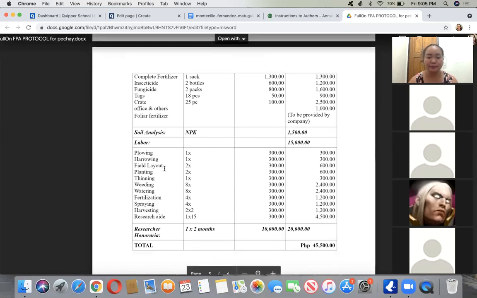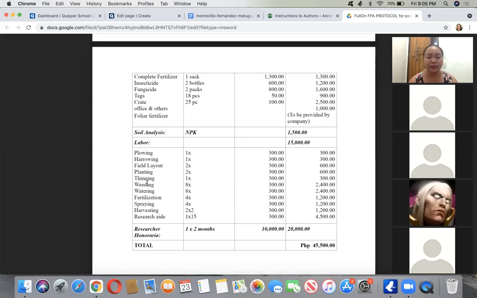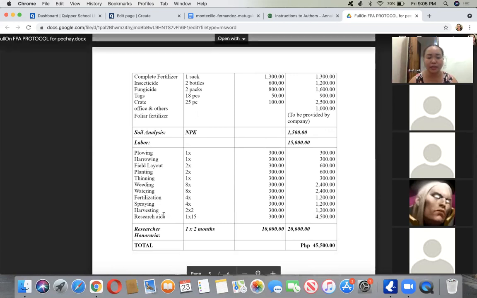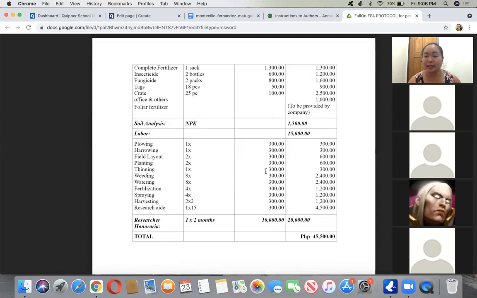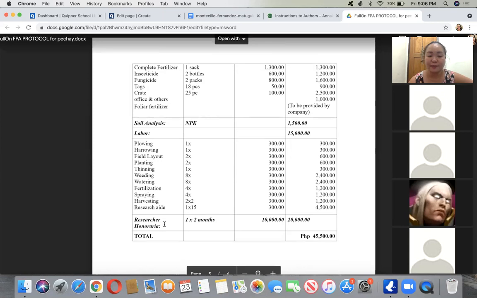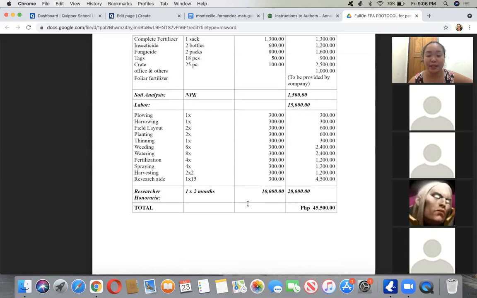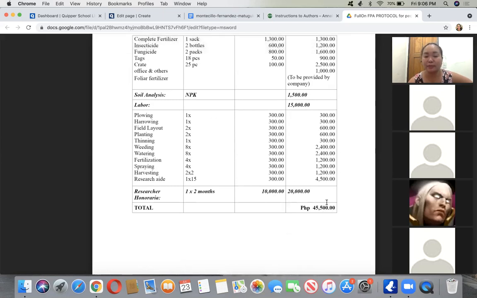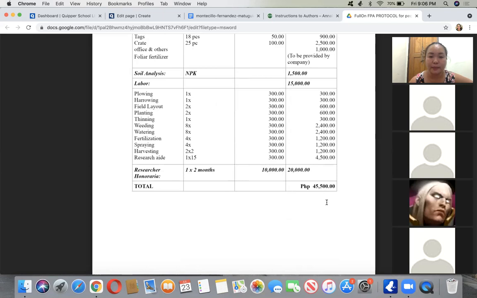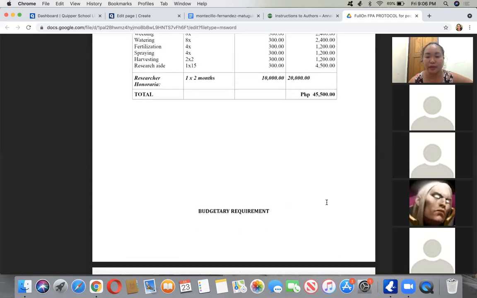And then for labor, from plowing, harrowing, field planting, up and so on, kailangan mo pa ng labor at saka research aid. So that's 1 man, one time. In this case kasi 300 pa yung minimum, pero ngayon 400 na, 'di ba? And then yung researcher ang bayad sa iyo, like for me, I charge 10,000 a month. So for 2 months, that's 20K. That includes my allowance and my transportation for a total of 45,500.